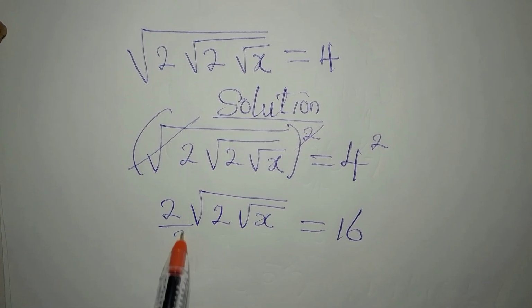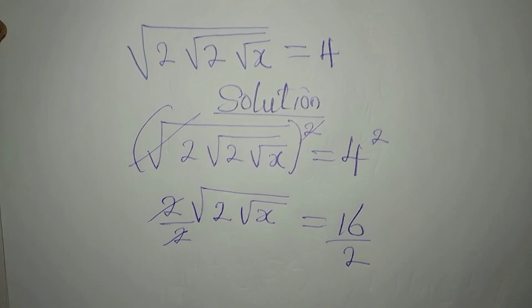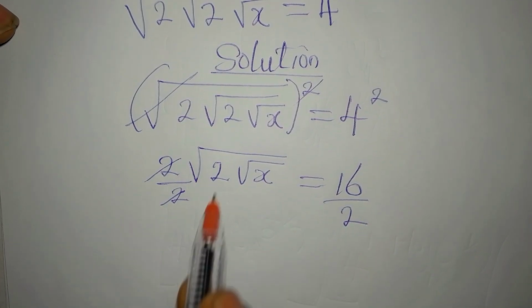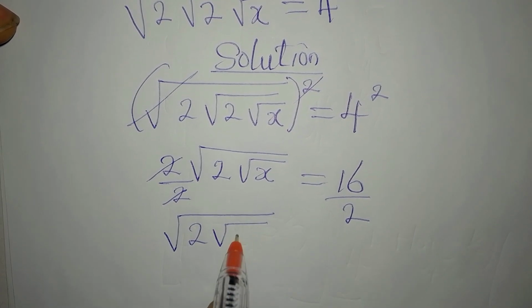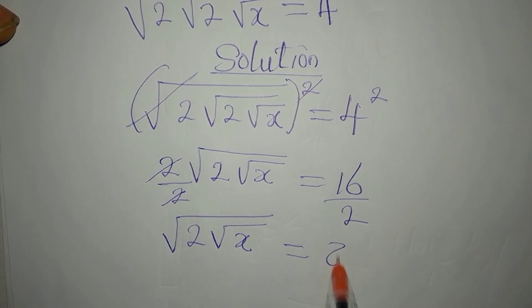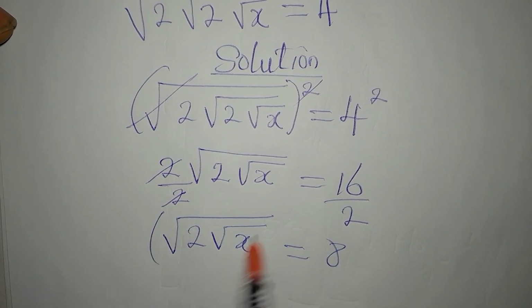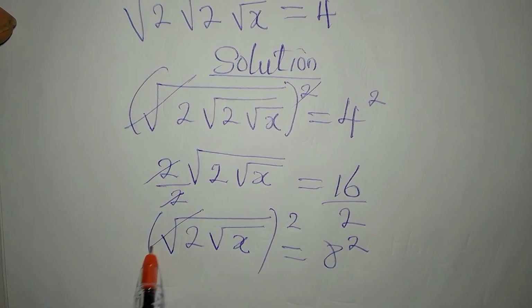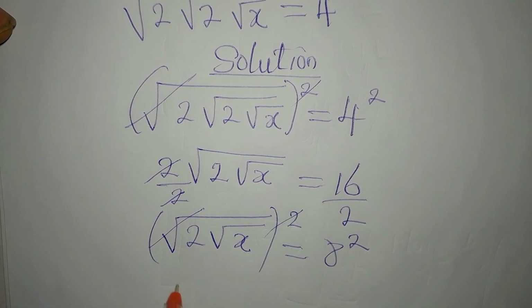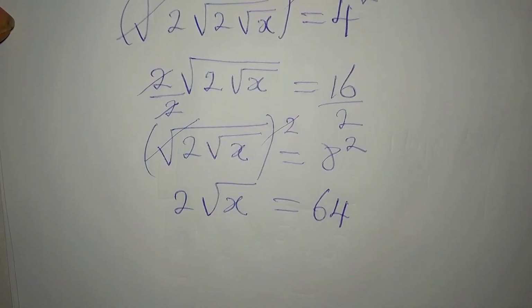Okay, so divide this by 2, divide by 2, so that the equation will continue to reduce. And here now we're going to have the square root of 2, the square root of x equals 8. Now, what do I do again from here? We're going to square the left hand and the right hand side again, so that this will go with this. Then we have 2 root x to be equal to 64, that is 8 squared.